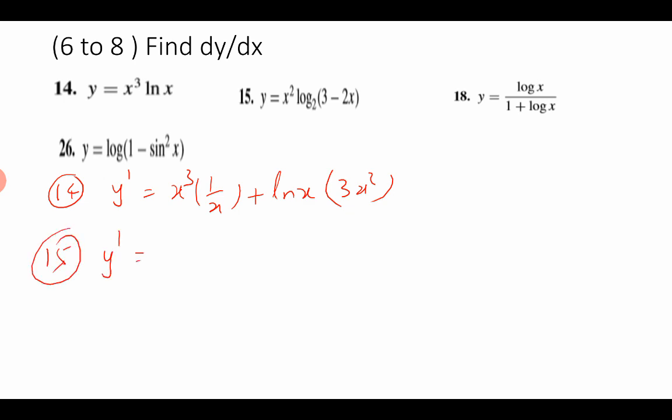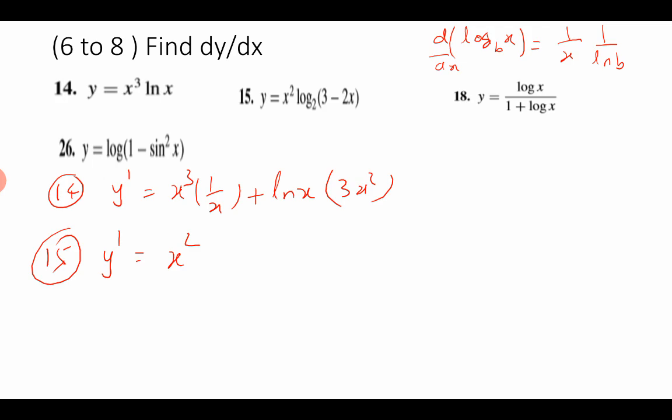Y prime, again the product rule. Keep x square and differentiate the second term. Whenever we use the formula, what is it? The derivative of log to some base b of x with respect to x. You should remember the answer. The answer is 1 over x into 1 over ln b.